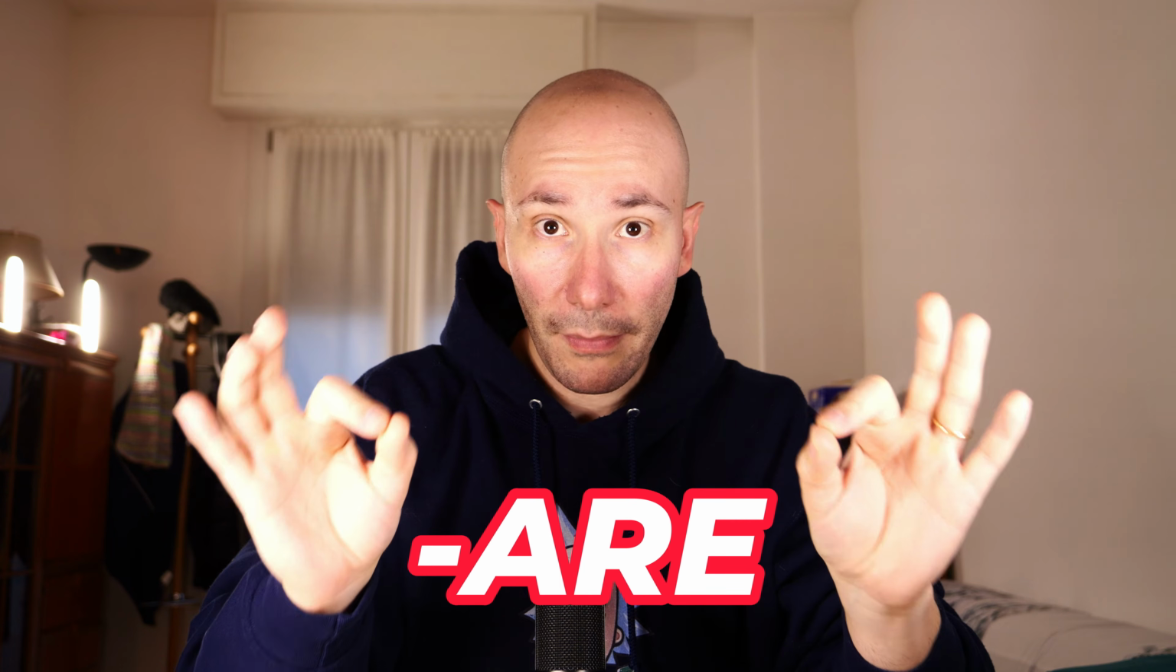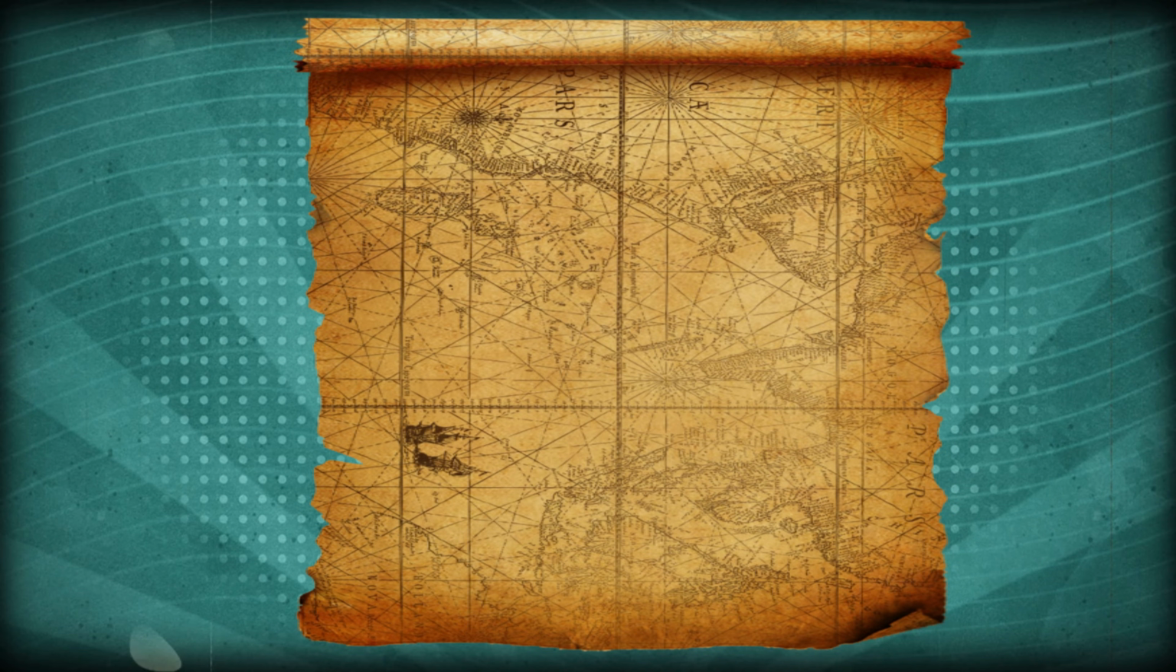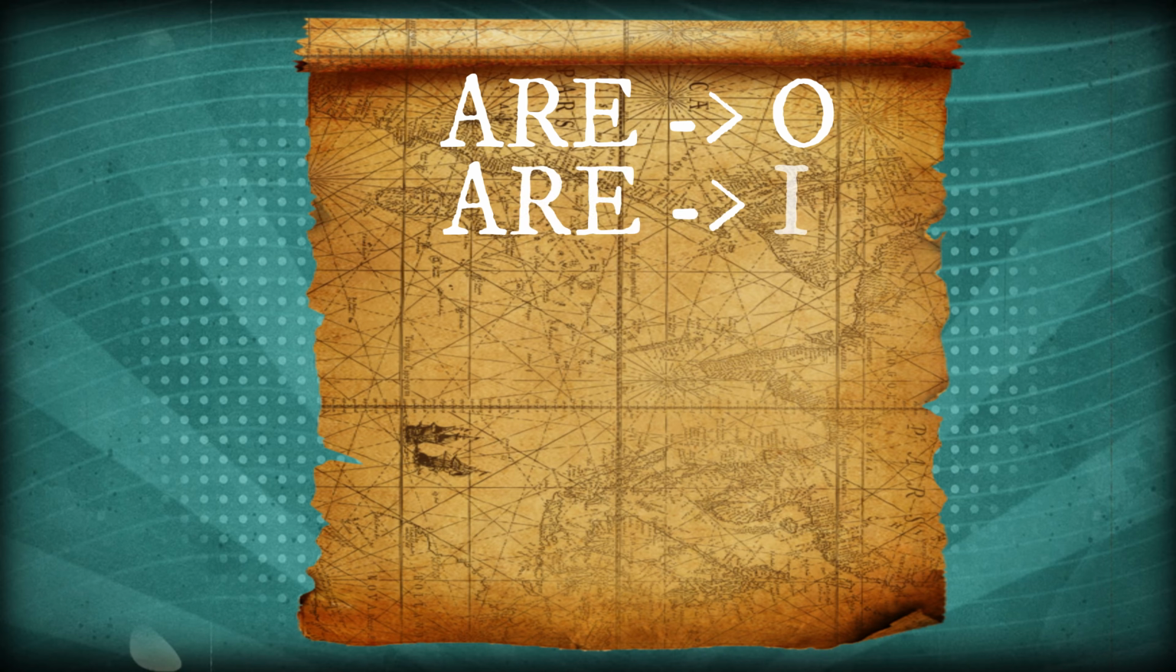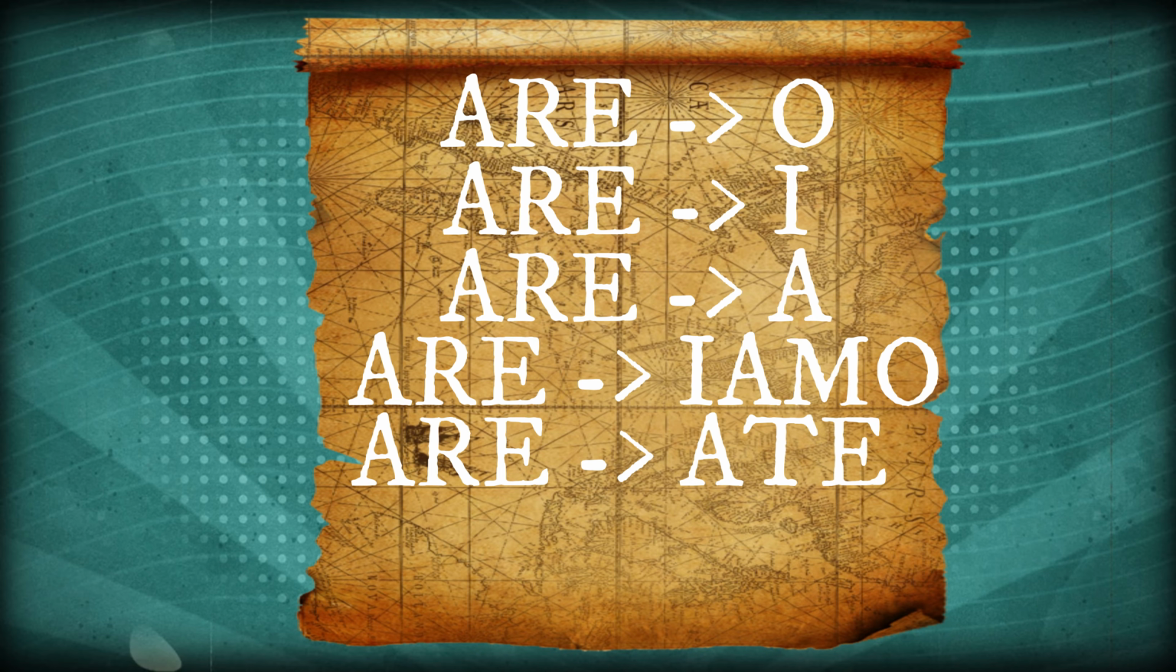Verbs ending in are, so belonging to the first conjugational pattern, will follow, the majority of them, the following pattern. For the first singular person, you change are for o. For the second singular, are for i. For the third singular, are for a. For the first plural, are for iamo. For the second plural, are for ate. For the third plural, are for ano.